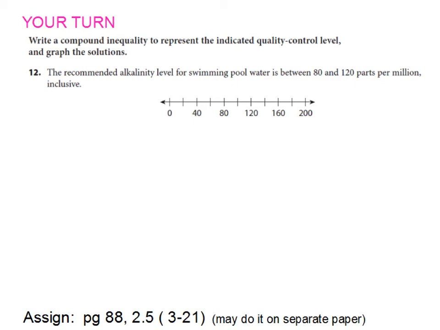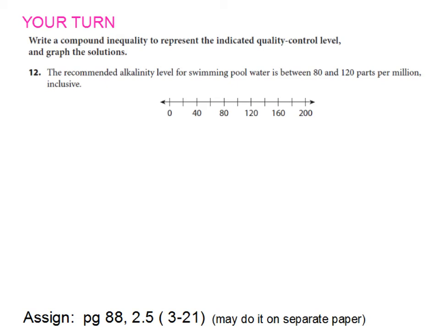Okay, let's try one more. We'll go ahead and do this one together. It says write the compound inequality to represent the indicated quality control level. The recommended alkalinity level for a swimming pool is between 80 and 120 parts per million, inclusive.